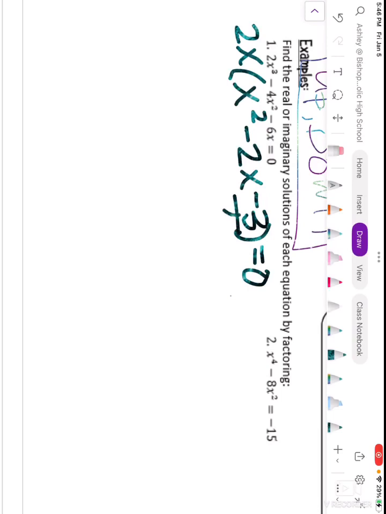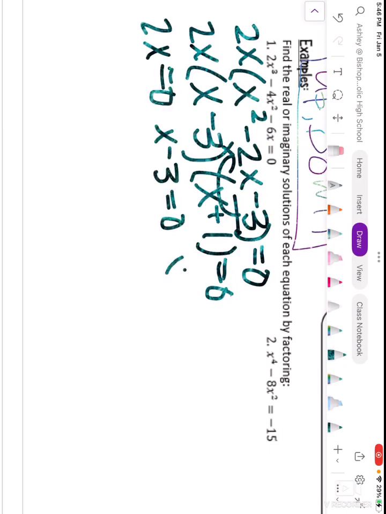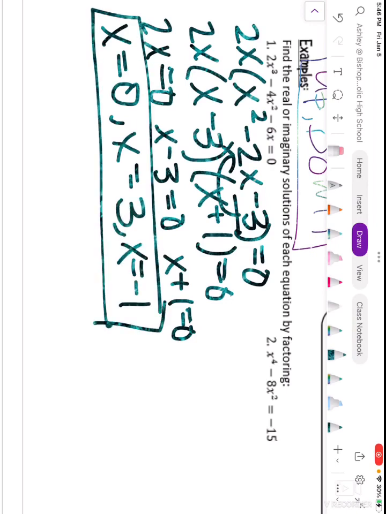And then our factors of -3 that add to -2 would be -3 and +1. And then we'll just set everything equal to 0 and solve it. So we set everything equal to 0, and then that would make x 0, 3, and -1 when we solve each of those.